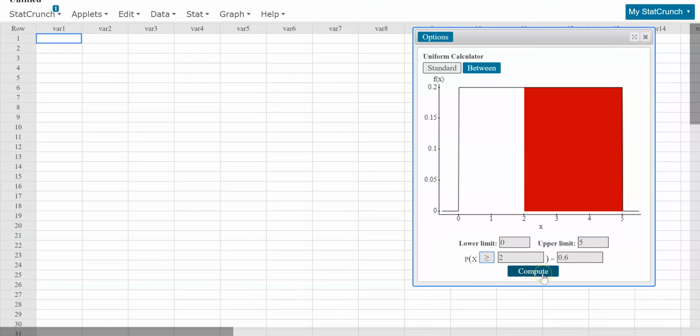Hold on a second. That looks really good. Okay. Sorry about that. So, yeah, let's go back to our notes and try another example.